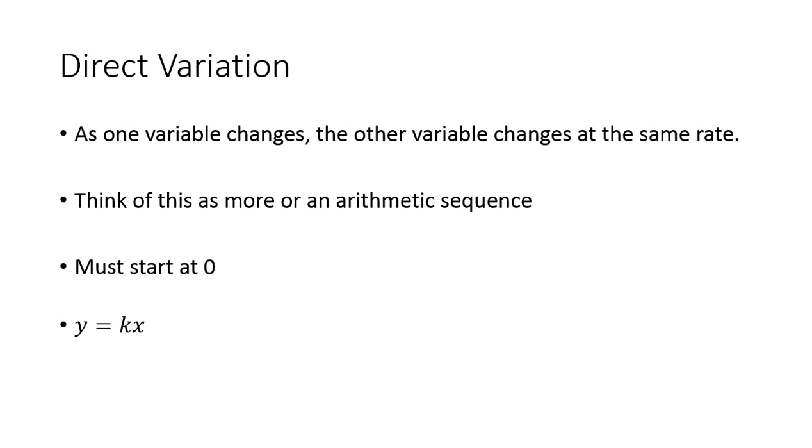But one thing that must be true is that you must start at 0 for your direct variation. So when x is 0, the y must also be 0, which then leads us to this equation down here, y equals kx. So for direct variation, the equation that you would use would be y equals kx.